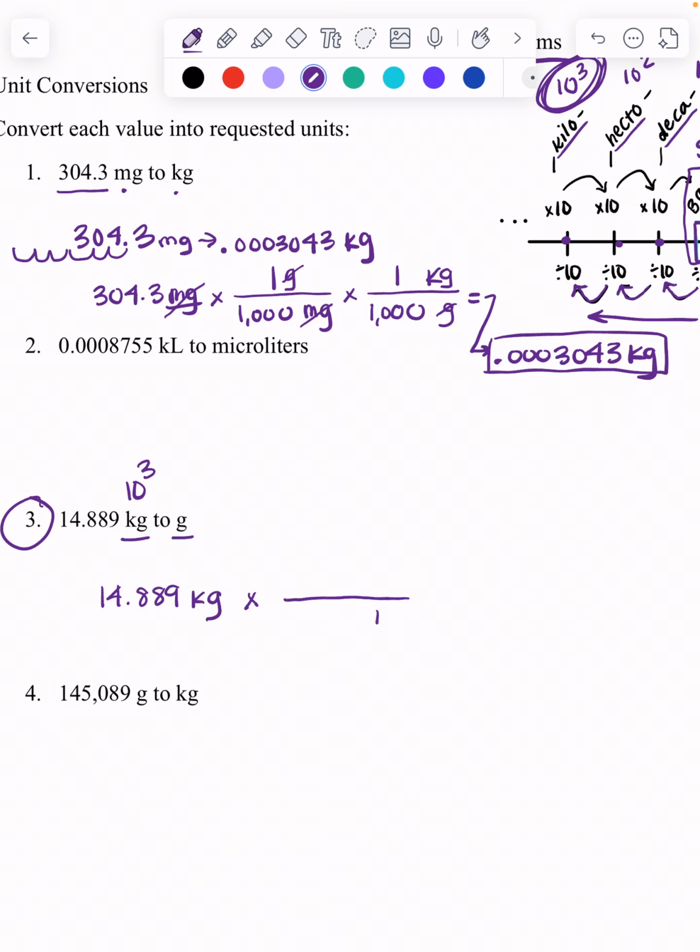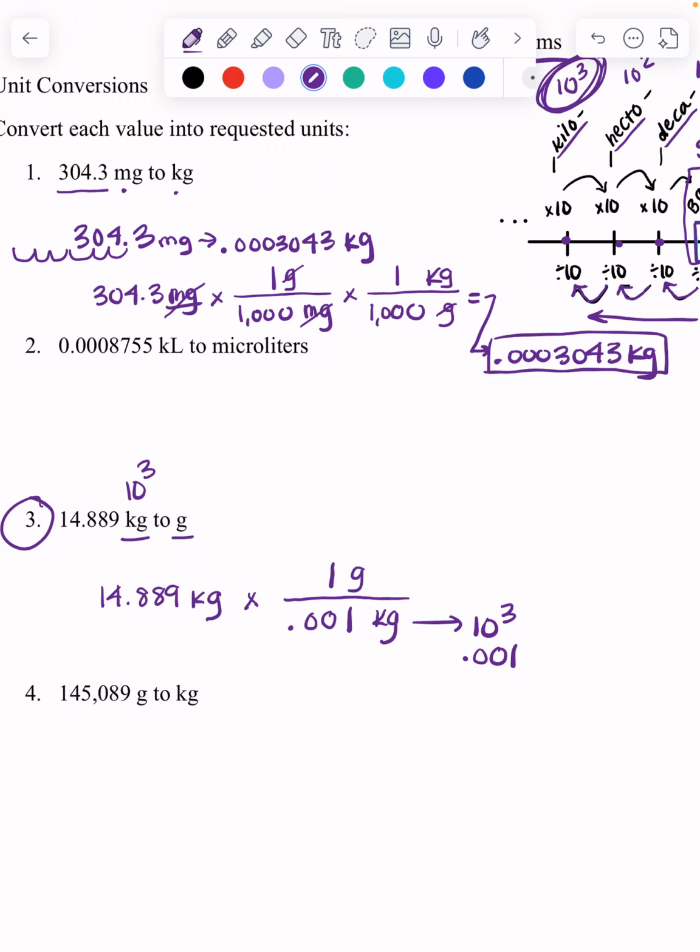I have kilograms, so I know that kilograms has to go on the bottom. The question is, how many kilograms are in a gram? So I'm going to assume that my 1 gram is on the top, okay? I just like to put ones on the top. You don't have to, but I'm going to, right? From there, I'm going to go like, hey, how many kilograms in 1 gram? If kilo is 10 to the third, then there would be 0.001 kilograms per 1 gram. So I'm going to put a 0.001.